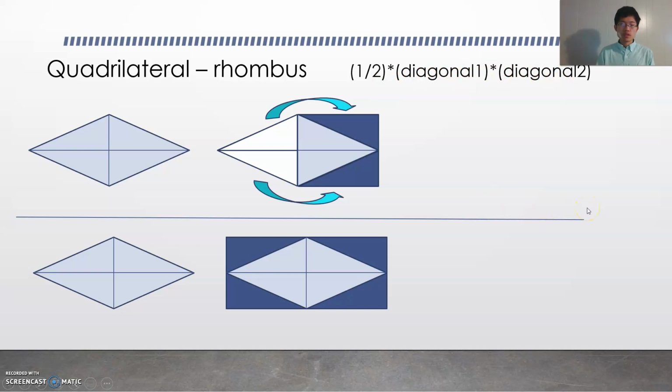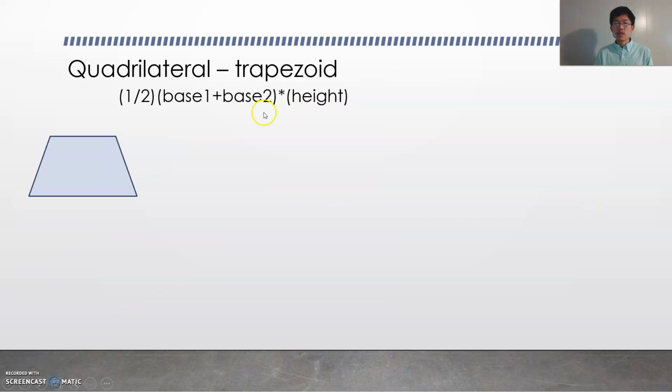Next one is a trapezoid. It says half times base 1 plus base 2 and then times height. I forgot to put the multiplication right here, but I'm just using this as a sign to represent multiplication. Well, where does that base 1 plus base 2 come from? I think this is the best way to look at it.